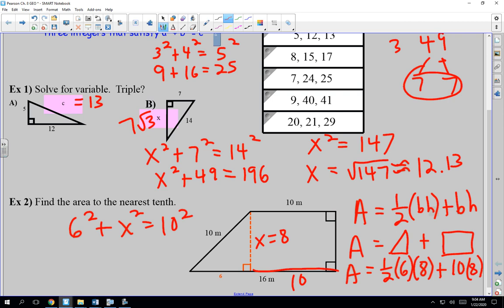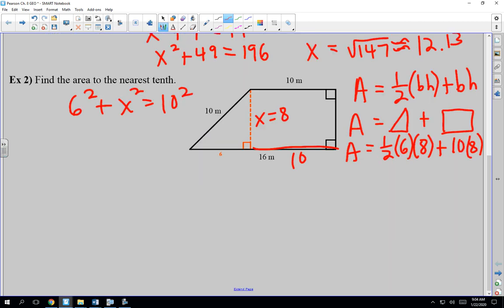So there's our little pictogram, and then plugging in the values. So area equals half of 48 is 24, plus 80, 104 meters squared. So I don't need to round them to 10, but it would make sense on this one if you're finding the area of a shape. It's sort of real life. Round it off to the nearest 10.